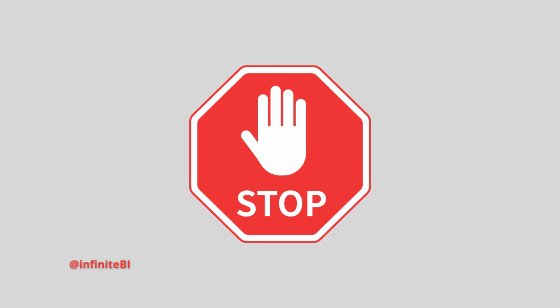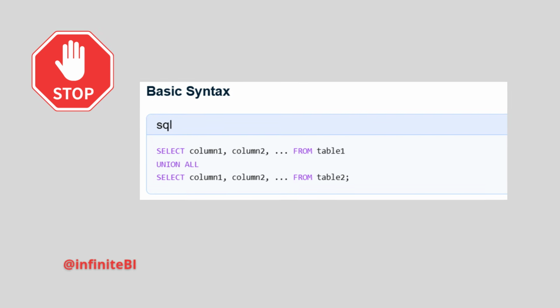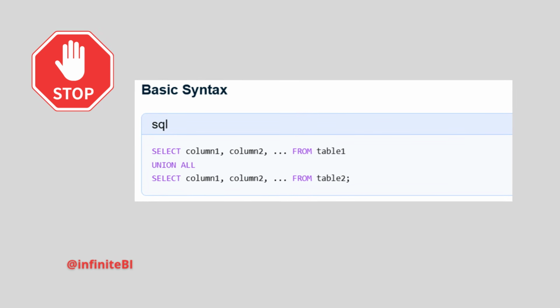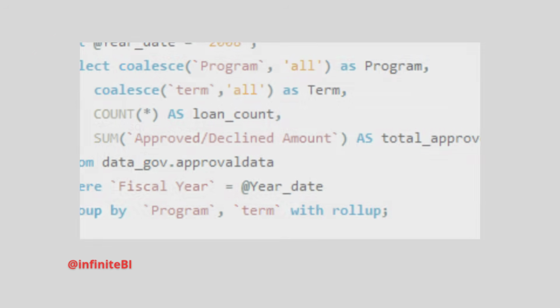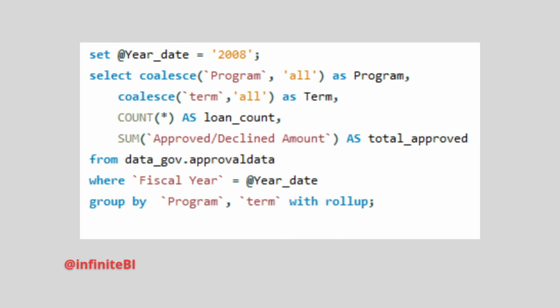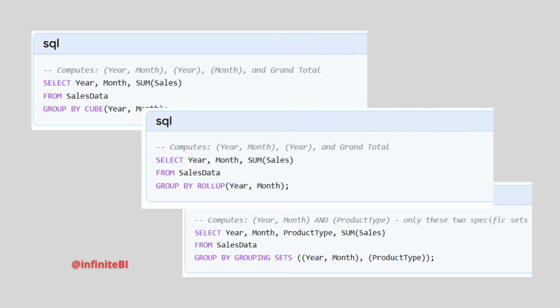Stop using union all for everything. If you have a big data set and you want a quick summary, a dashboard with a summary, and you don't have time or you don't want to build a big query, and you don't want to use union all, I got a perfect solution for you. With GROUP BY ROLLUP in MySQL, we got it going. So let me show you.